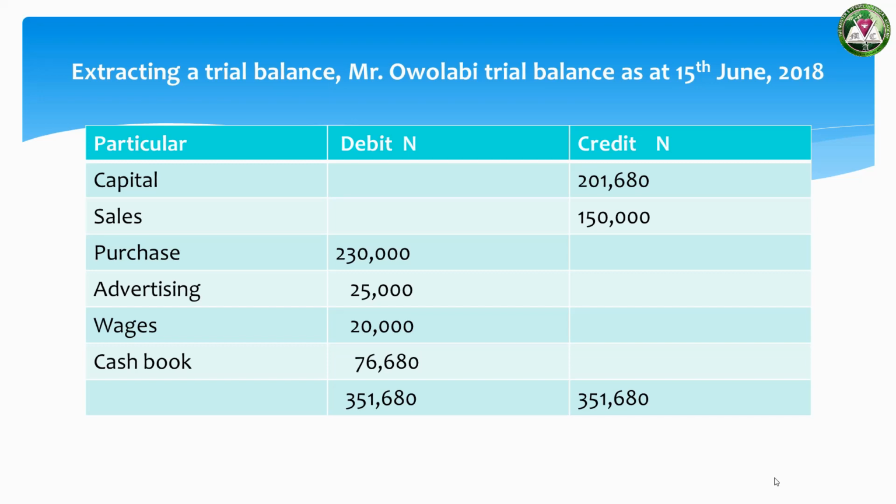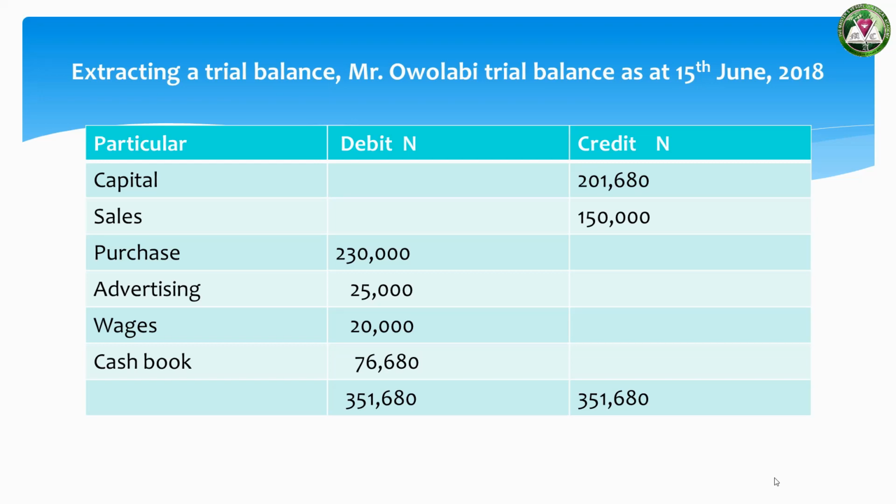We have at the credit side 201,680 naira and 150,000 naira. Add up the two. The total of the two is what? 351,680. That's good. Now let's go to the debit side.